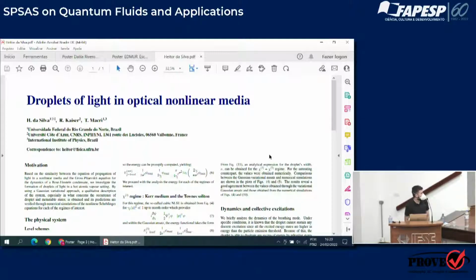Today I'm going to talk about this work, done in collaboration with Professor Robin Kaiser, titled Droplets of Light in Optical Nonlinear Media. The idea is to study the propagation of light as it travels through a nonlinear medium. Under the paraxial regime, this dynamics is essentially described by a nonlinear Schrödinger equation.